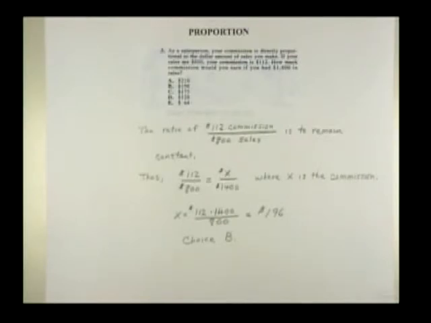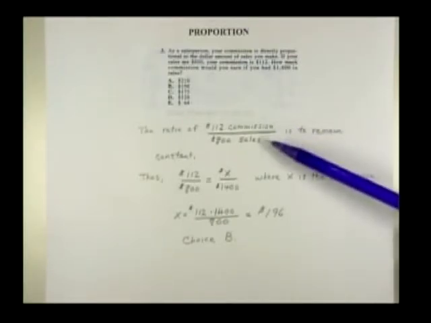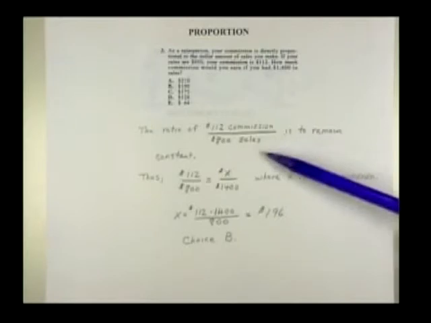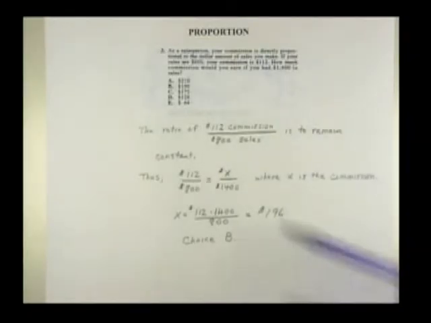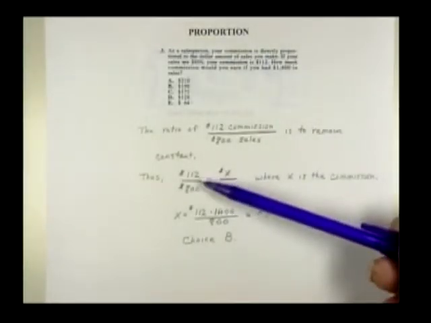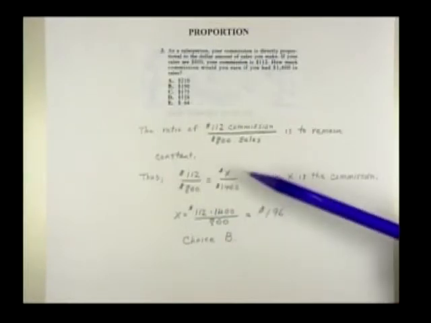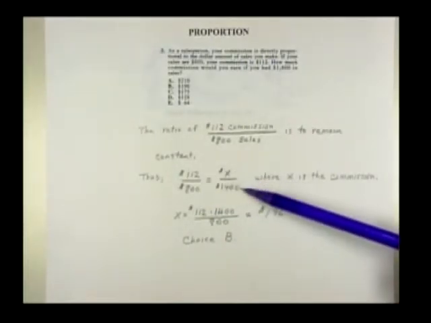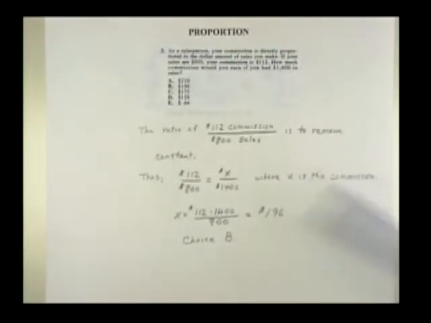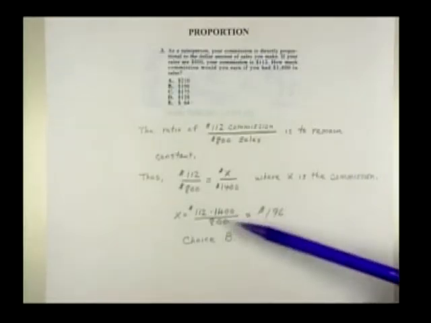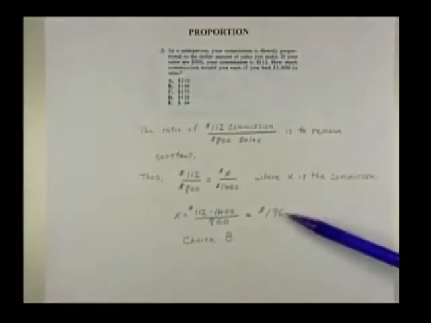The ratio of $112 commission to $800 sales is to remain constant. Thus, $112 commission is to $800 sales as what commission is to $1,400 in sales, and X is the commission. Solving for X leads to $196. That would be choice B.